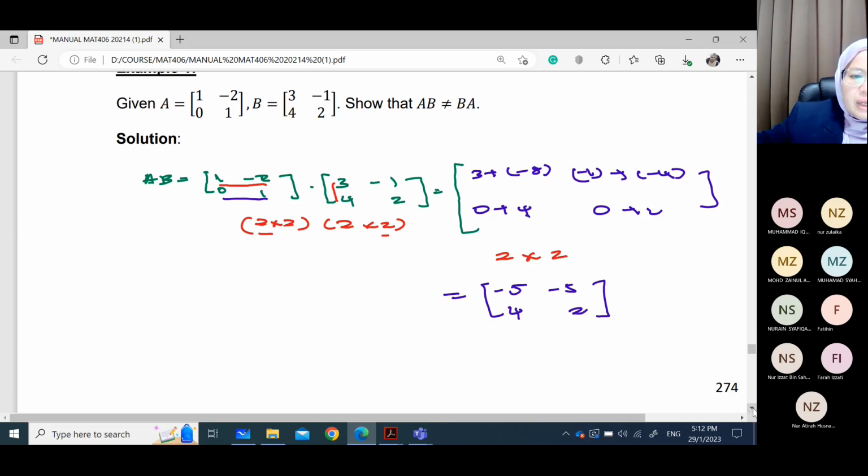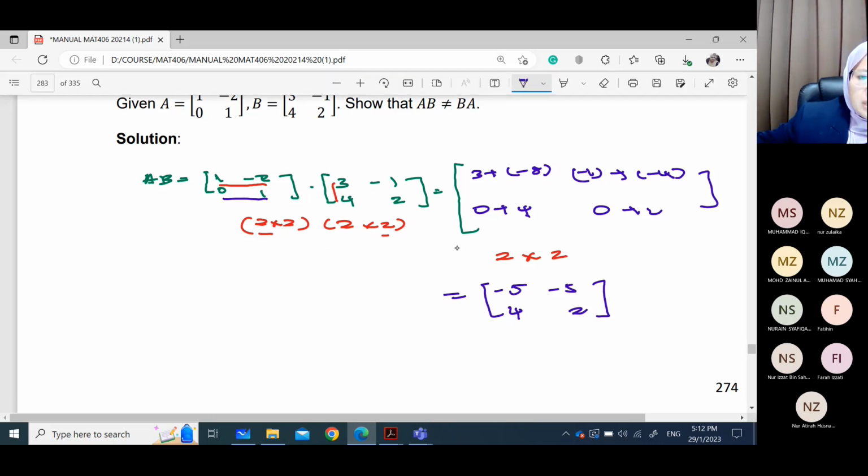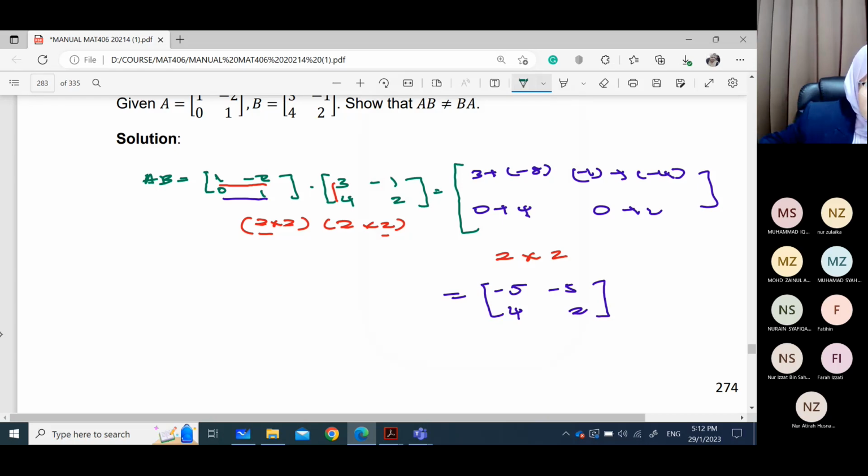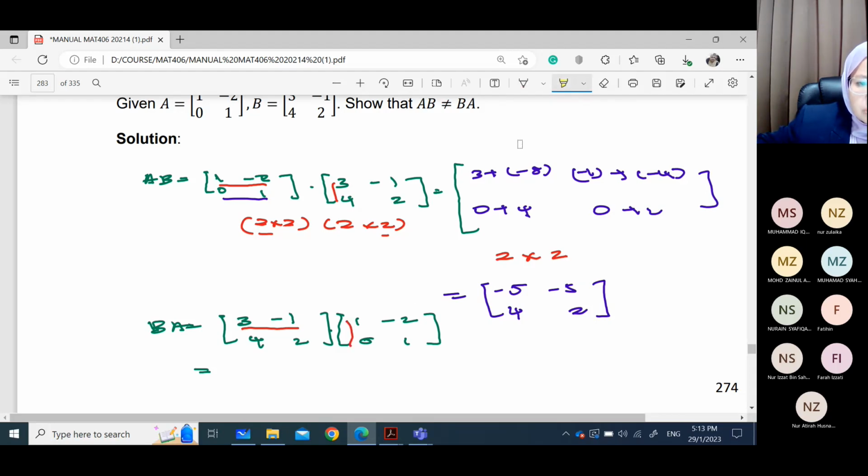Show that AB and BA does not equivalent. So untuk BA, dia kena ikut order dia lah. Okay, so for BA, matrix B is 3, negative 1, 4, 2. Multiply with 1, negative 2, 0, 1. Okay, dapat tak sama? Okay, so yang ini macam biasa tadi, 3 negative 1 multiply with 1, 0.